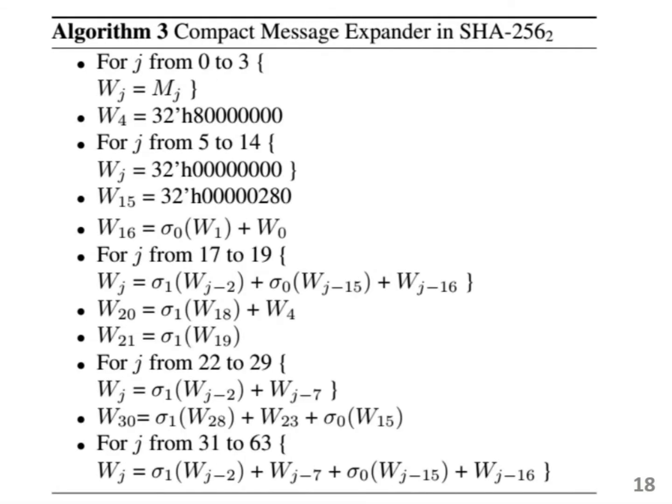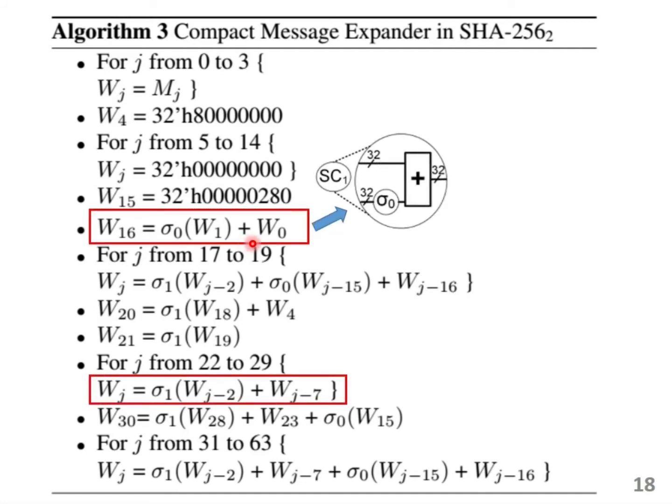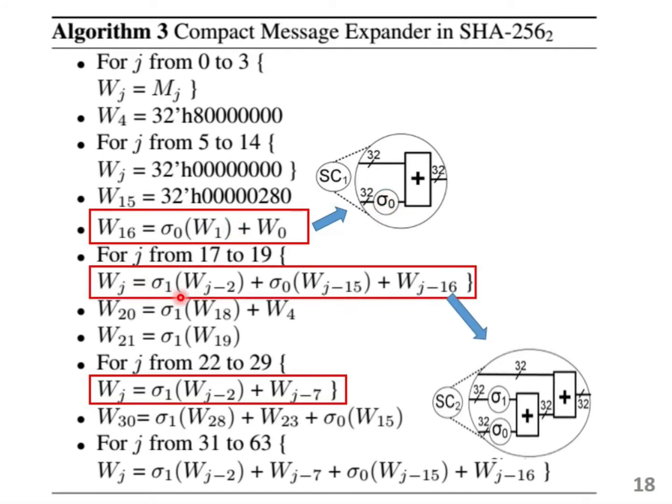Similar to W16, we analyzed the remaining 32-bit words. The final result of the analysis is shown in this figure. So based on the reduction of computations, we propose a compact computational circuit for the Compact Message Expander. For example, this is a short computation that contains only one 32-bit adder and one sigma 0 function. It's also similar to the short computation.